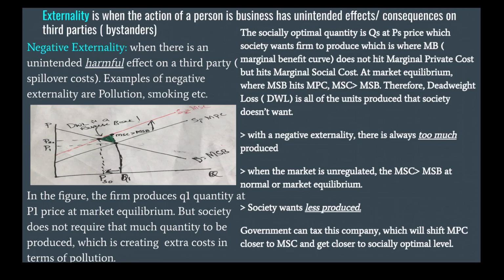When the market is unregulated, the MSC is greater than MSB at normal or market equilibrium. Society wants less produced. The government can tax this company, which will shift marginal private cost closer to marginal social cost and get closer to the socially optimal level.